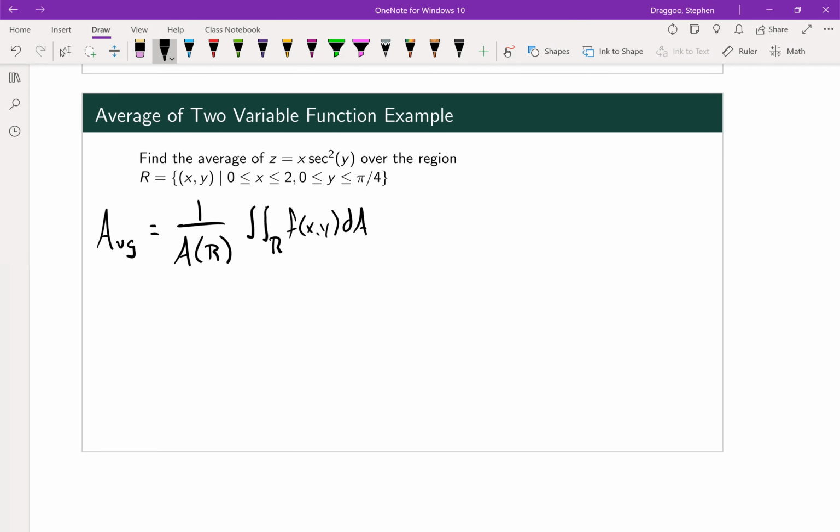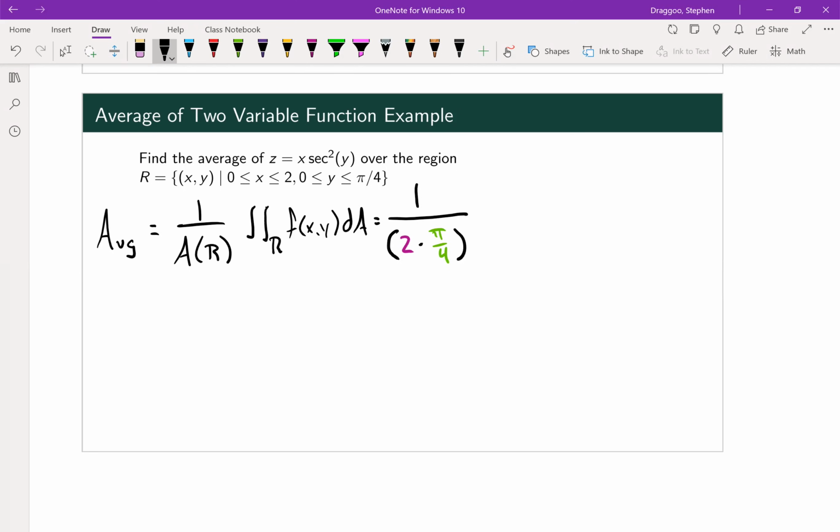So what we actually want to do here is find the average of the function provided, which is x times secant squared of y, over the region that's defined as the rectangle with x going from 0 to 2 and y from 0 to pi over 4. So break all this down. And the area of our rectangle, well, in the x direction, we have a width of 2. And in the y direction, we have a length of pi over 4. So our area should just be 2 times pi over 4.